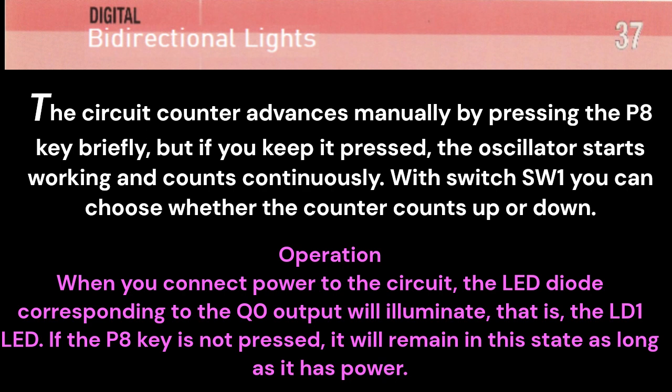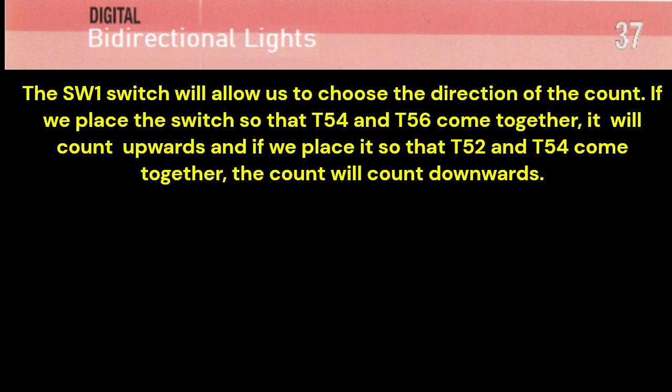Operation. When you connect power to the circuit, the LED diode corresponding to the Q0 output will illuminate, that is, the LD1 LED. If the P8 key is not pressed, it will remain in this state as long as it has power. The SW1 switch will allow us to choose the direction of the count.